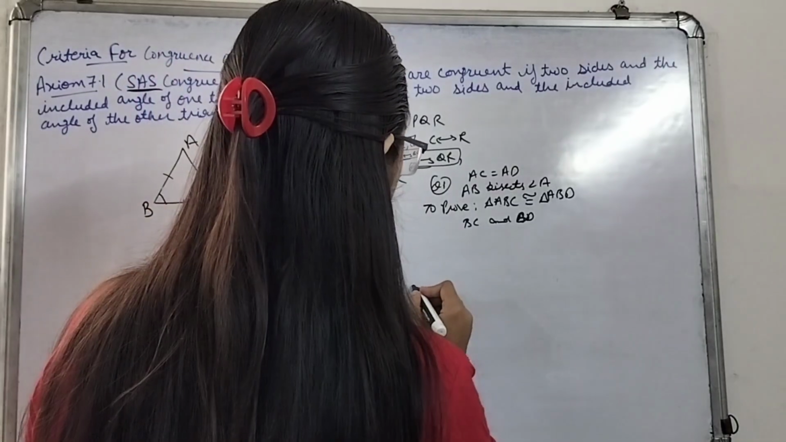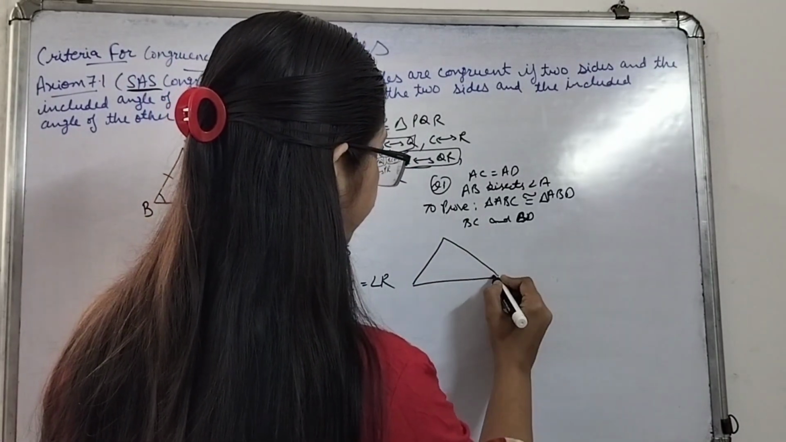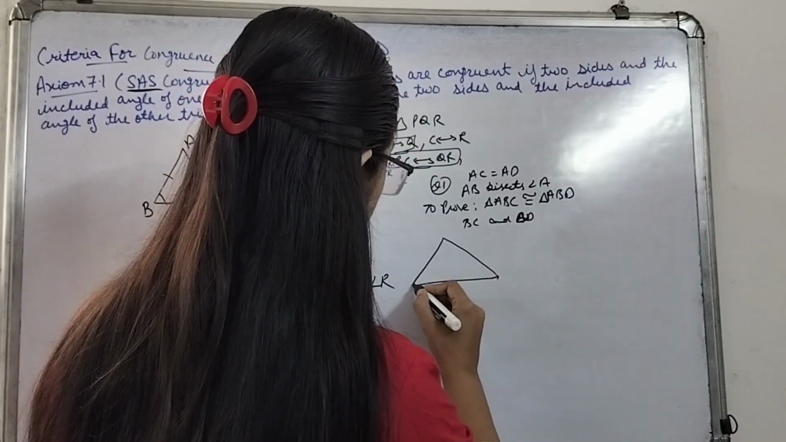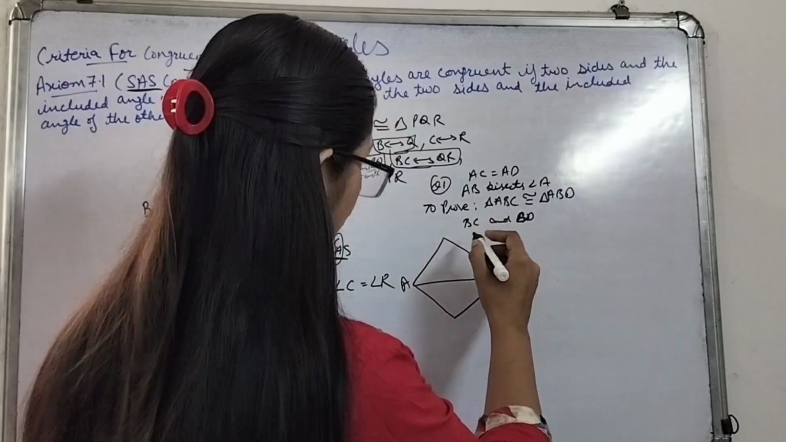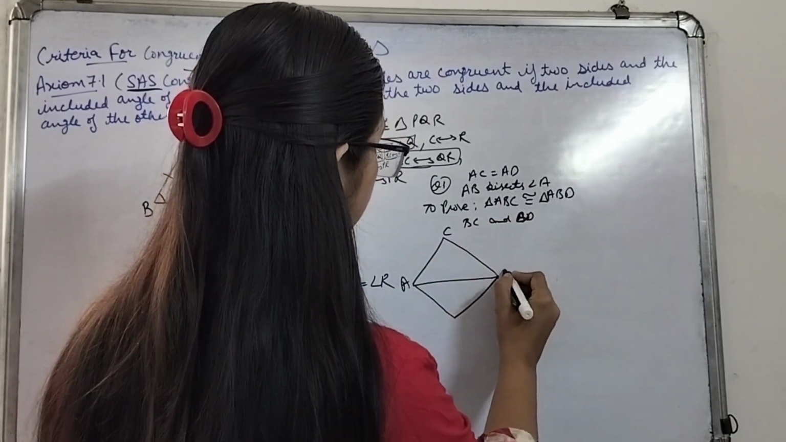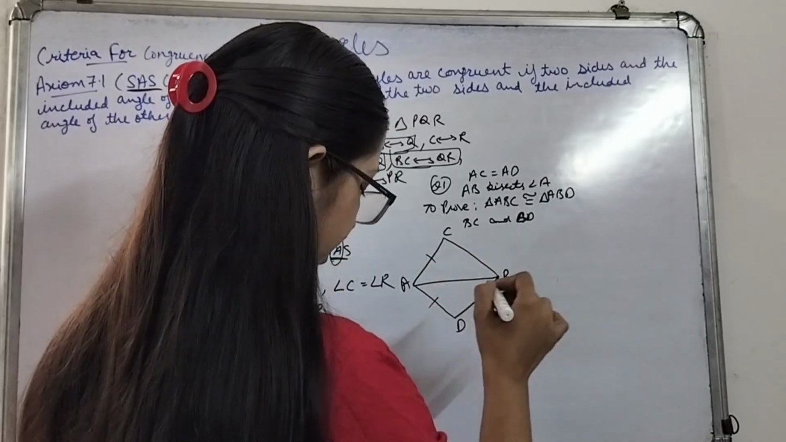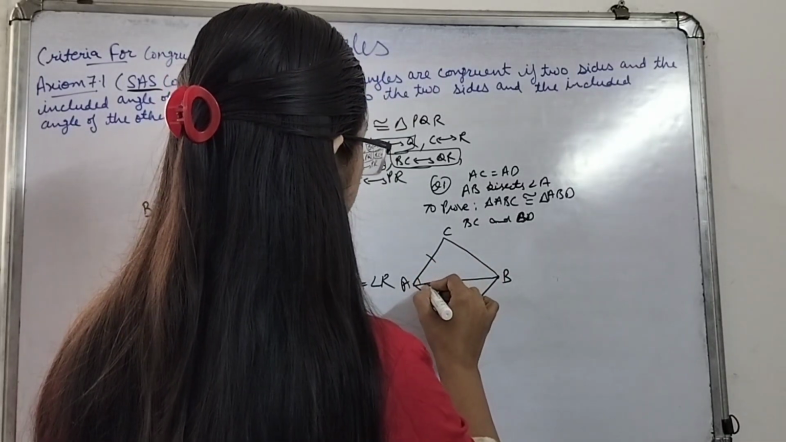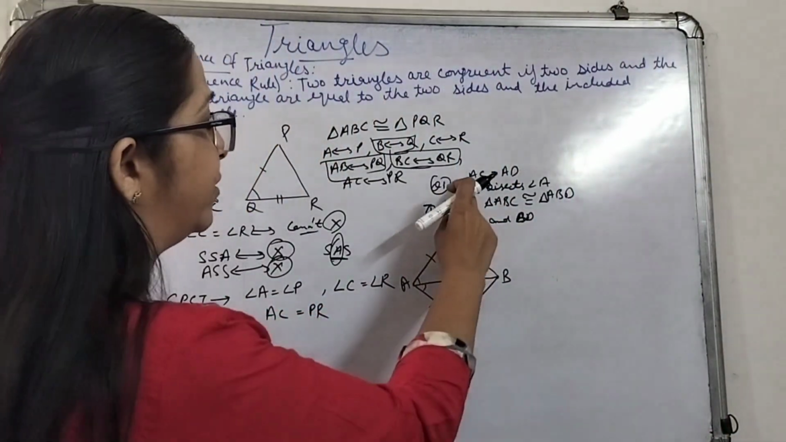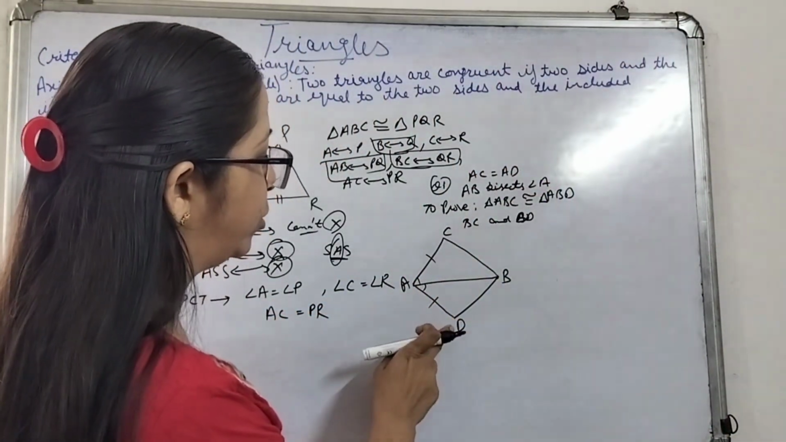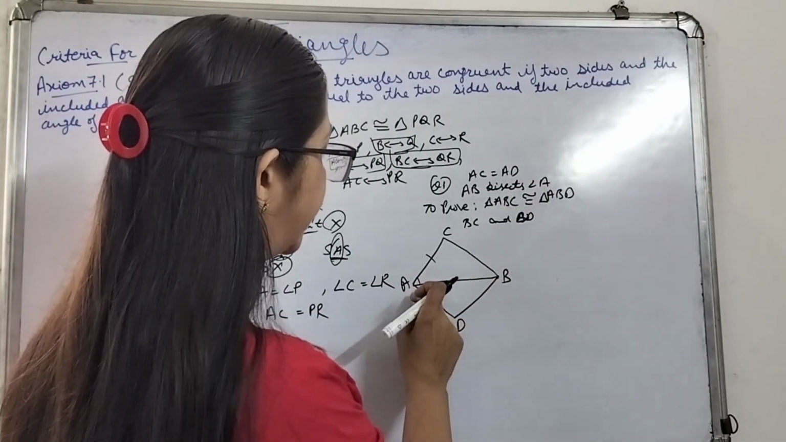Now, let's make the figure. This is given. Here it is like this. This is point A, this is point C, this is B, this is D. This side is given equivalent to this side, and this angle is given equivalent to this angle. Now see, it is given that AC is equivalent to AD. It is given. AB is bisecting angle A. So this AB is bisecting angle A.